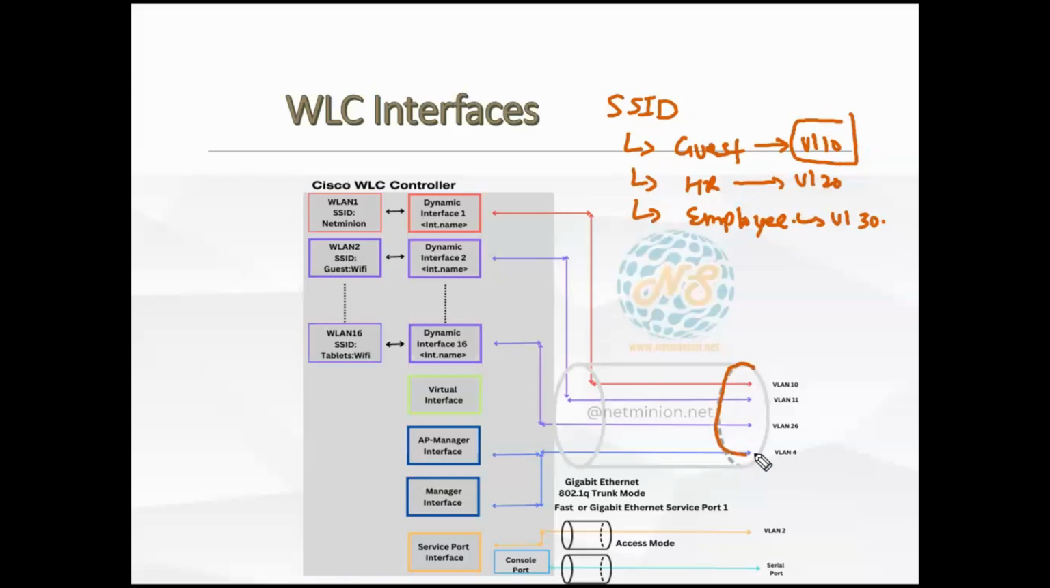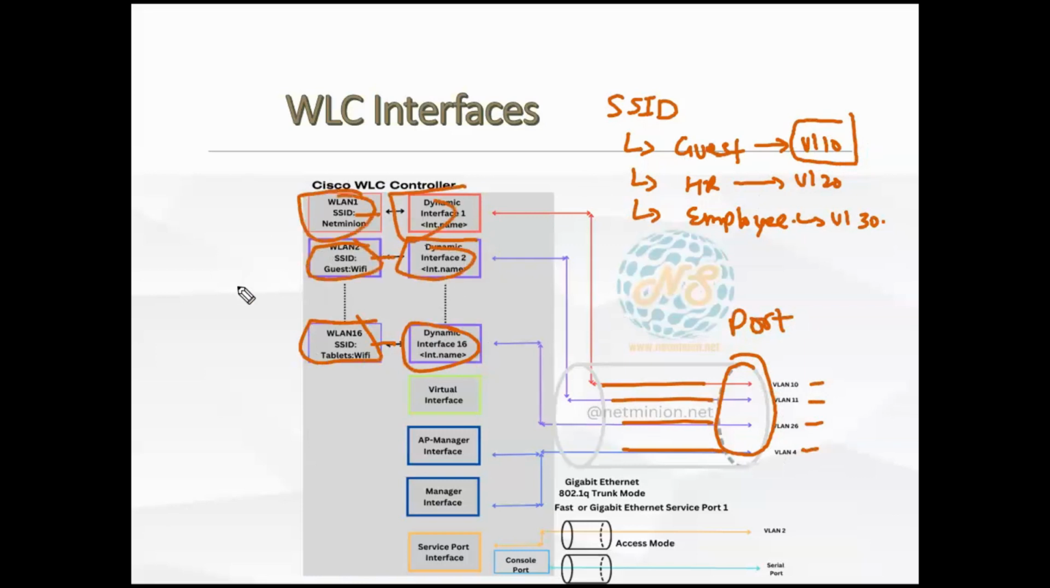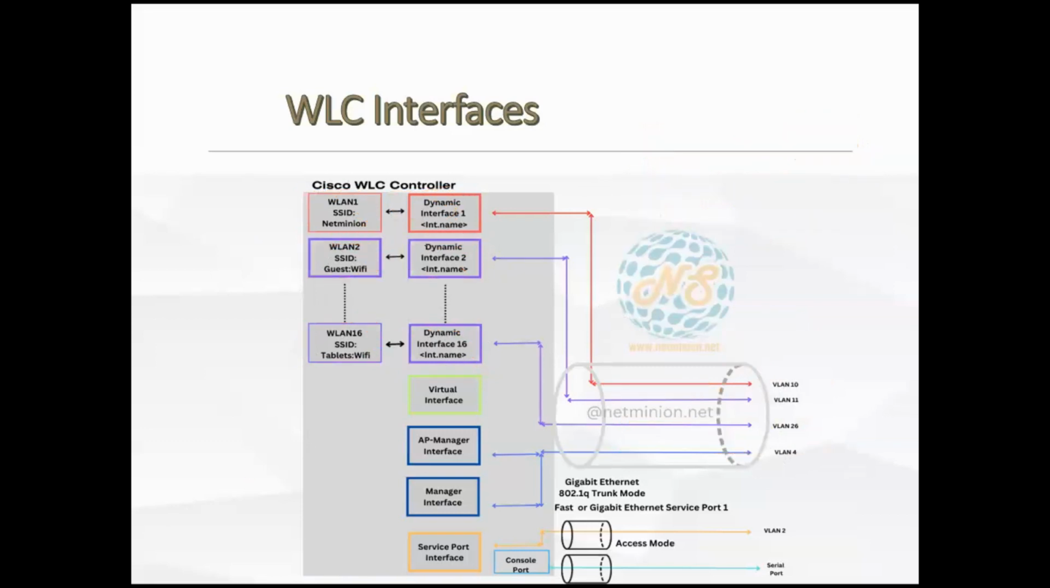So this is a port, this is a port, and in this port there are different VLANs, interfaces. These interfaces are associated with your SSID. Are you getting the logic? Later on, when I show you the lab, we will create an SSID, and I will show you at that time that all these things will come into the picture.